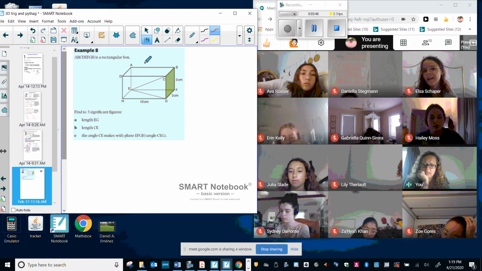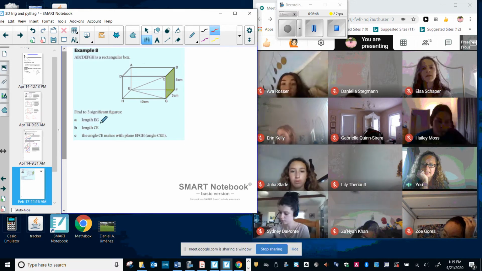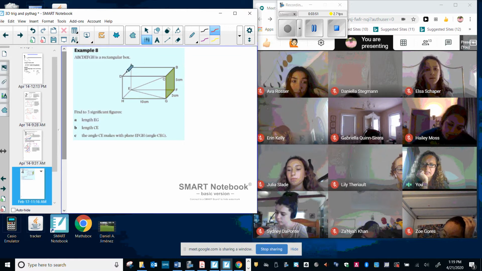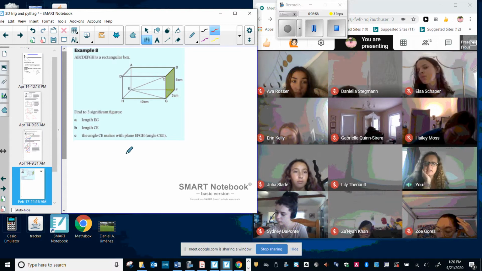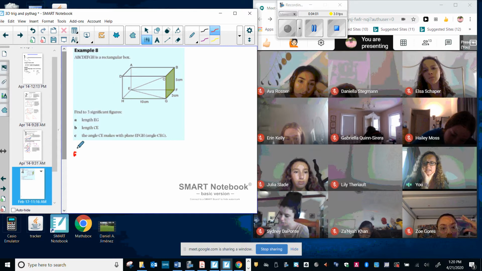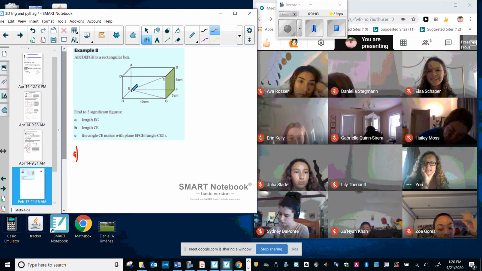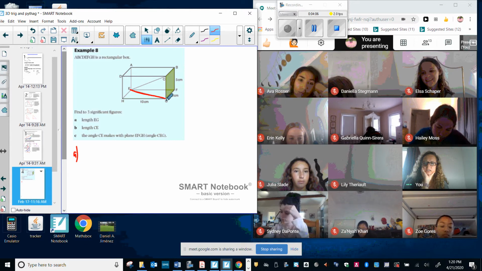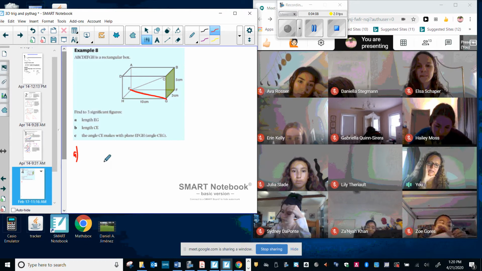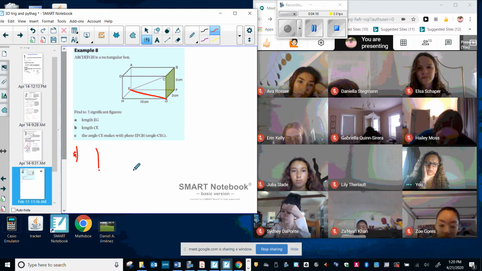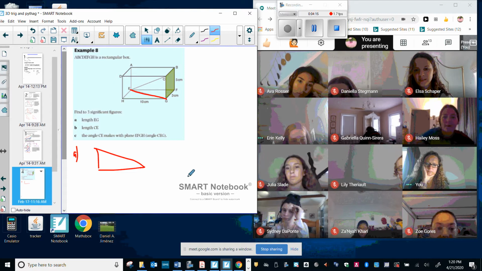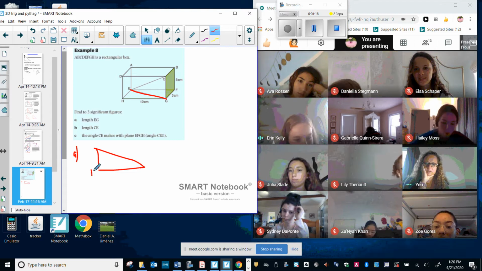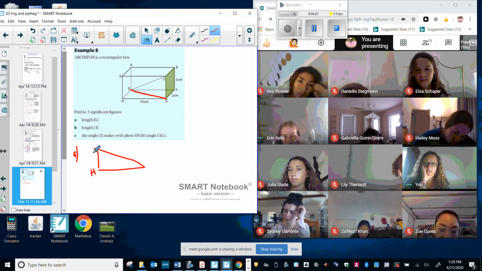All right, here we go, another rectangular box. And we need to find length EG. Okay, so we're looking at our diagram, looking where EG is. And so, Erin, can you tell me a triangle that's going to help me establish the length of EG? I want to make that into a triangle, a right angle triangle if possible. EH and then HG. Nice. Okay, everyone happy with that?